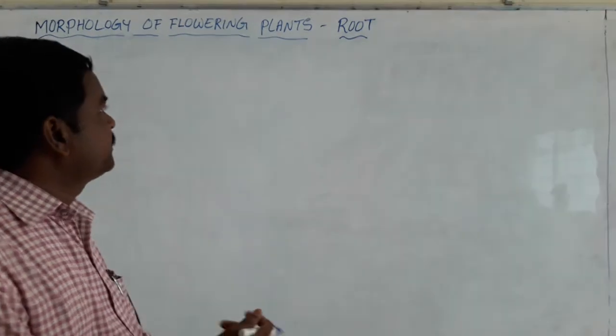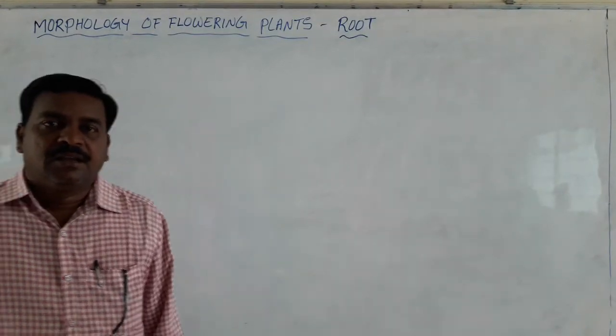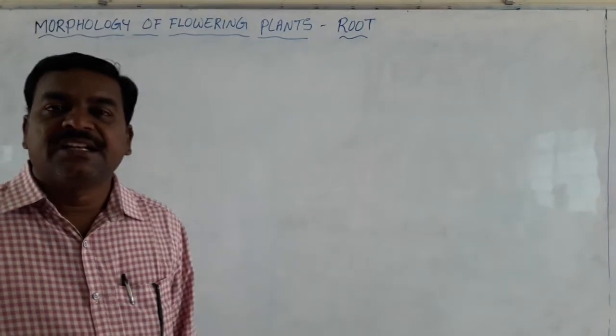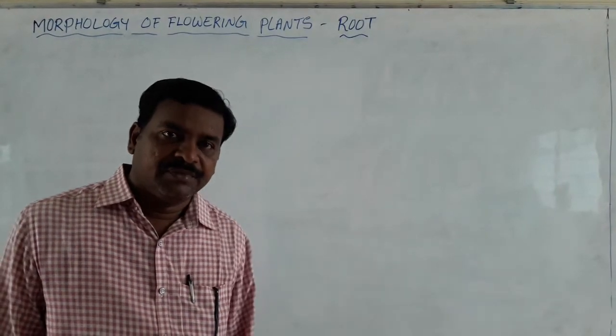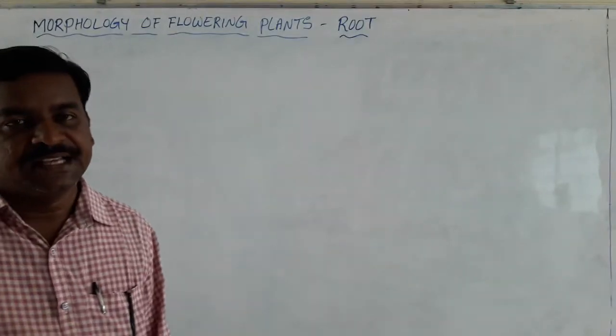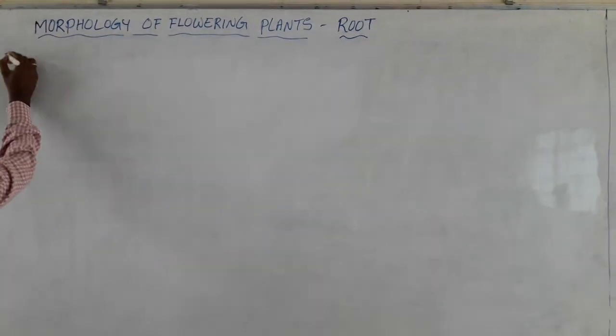So this morphology of flowering plants explains the morphology of external and internal characters of plant organs like root, stem, leaf, flower, fruit, seed, etc. Okay?